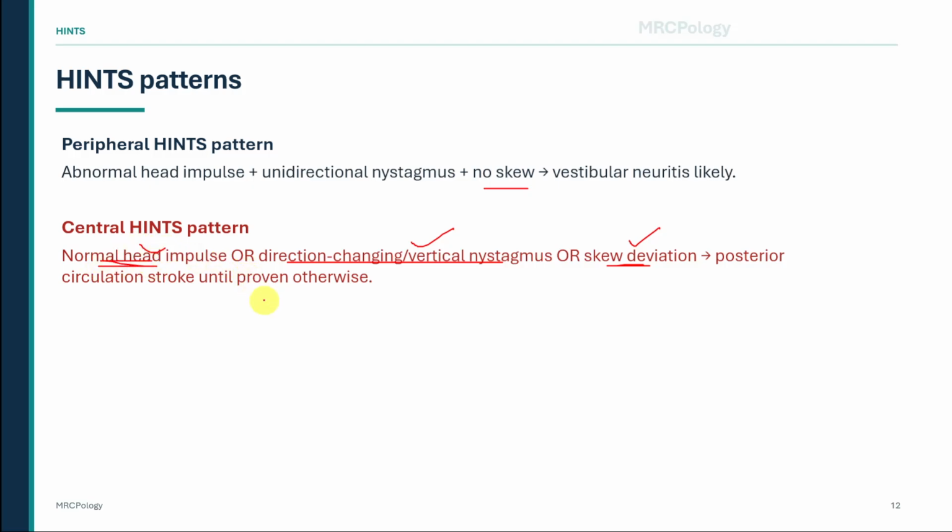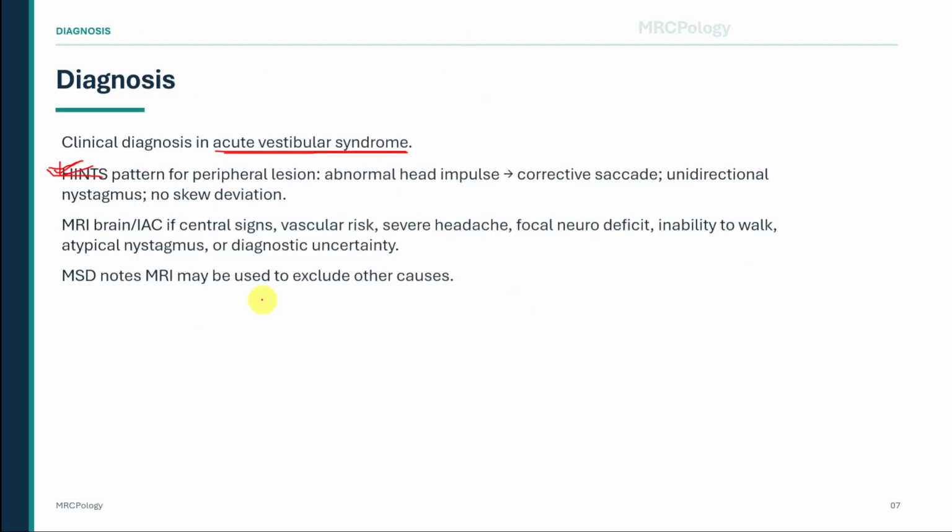Now, when should we image? MRI brain and internal auditory canals should be considered when there are central signs, significant vascular risk factors, severe headache, focal neurological deficit, inability to walk, atypical nystagmus, or diagnostic uncertainty. In practice, if the patient cannot stand or walk unaided, has direction-changing nystagmus, has skew deviation, has a normal head impulse despite severe ongoing vertigo, or has focal neurological signs, do not simply label it vestibular neuritis. Treat it as a possible posterior circulation stroke and assess urgently.